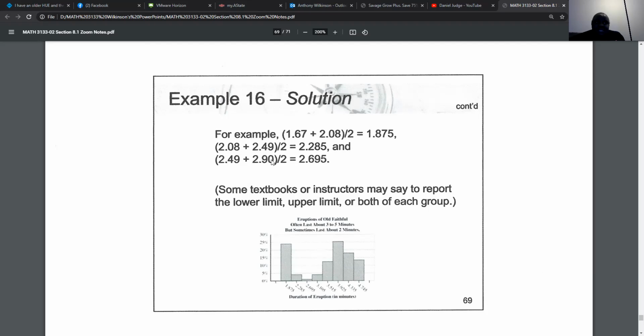And then 2.49 to 2.90: add those two endpoints together, divide by 2, and it'll be 2.695. That would be your midpoint for the next interval. And you'll do the same for all the others. And this is what your histogram looks like.